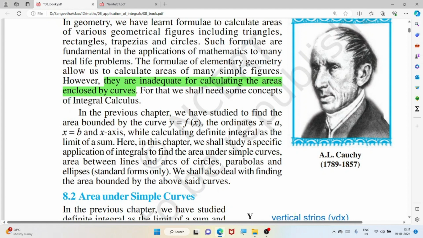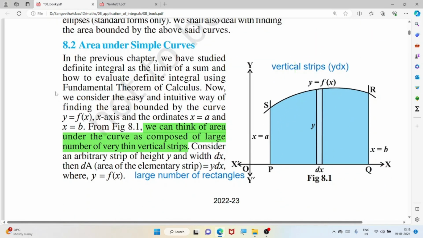So why do we need integration? We have to find the area under the curve. Suppose we want to find the area under this curve from the limit x equal to a to x equal to b. This shadowed region, we have to find the area of the shadowed region. So you have to make a rectangle like this, smaller strips. This is called a vertical strip. This height is y and the width is dx. This is the small width dx.